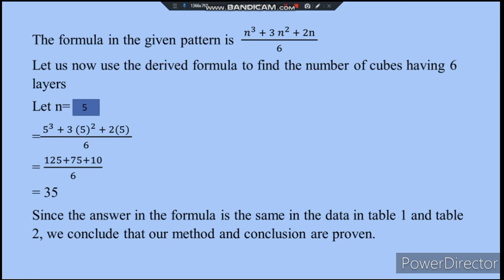So, to know if the formula we made is correct, let n be equal to 5. So, 5 cube plus 3 multiplied by 5 square plus 2 multiplied by 5, all over 6. So, we have 125 plus 75 plus 10 all over 6 is equal to 35. So, since the answer from the formula is the same as the data in table 1 and table 2, we can conclude that our method and conclusion are proven.